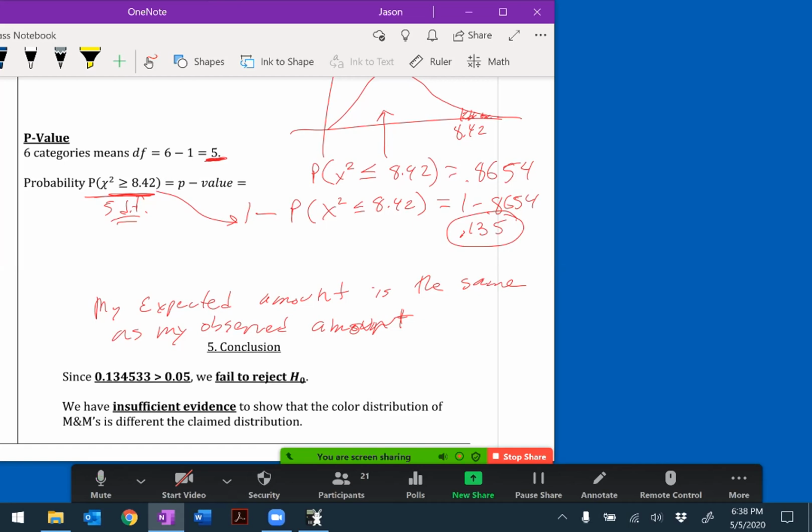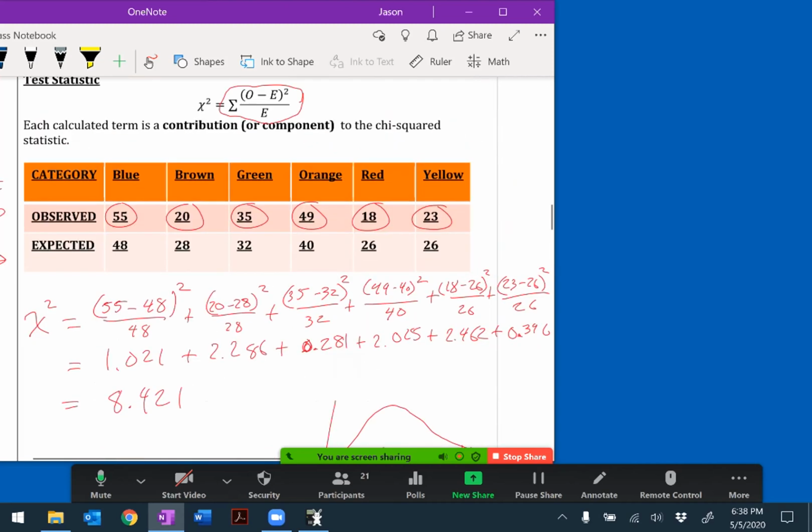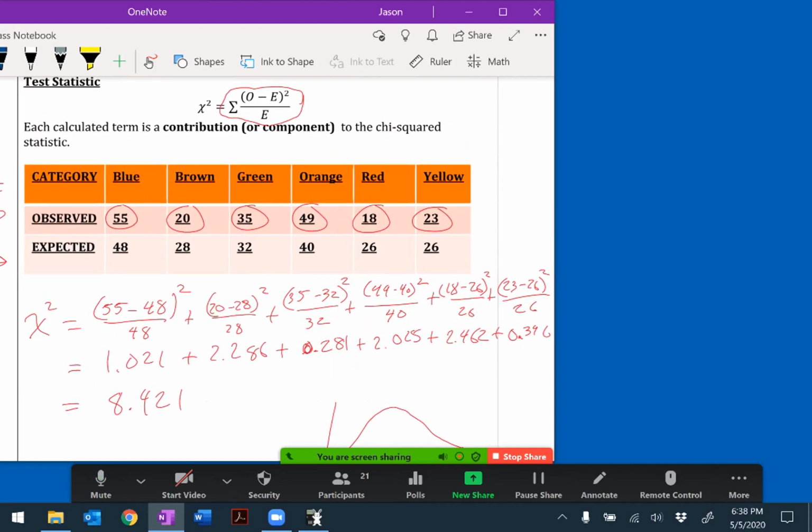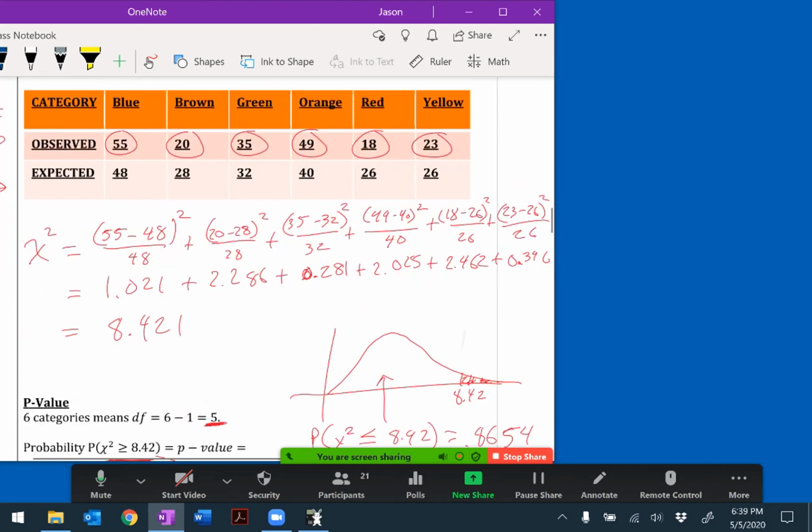All 6 of those percentages for the M&Ms were what I was seeing in the bag. Now, were they exact? No, but they were close enough. If they were farther away, say they only ended up with 2 red, that would be significant. But I'm 18, 26, 49. I'm off a little bit, under by a little bit, over by a little bit, but it's okay. I don't have enough evidence to reject the claim.